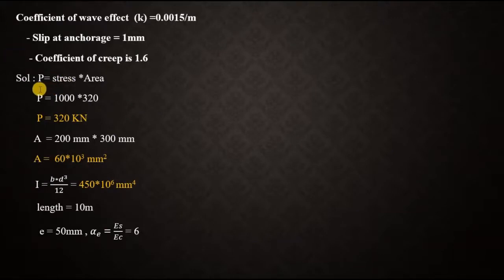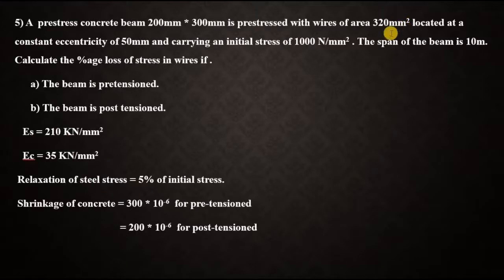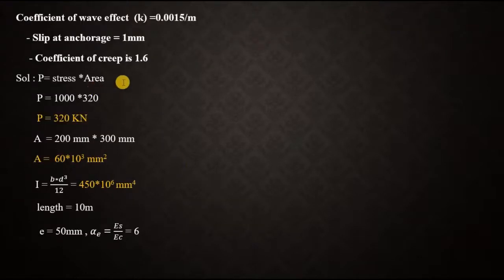First one is to find out the pre-stressing force. So we know that pre-stressing force formula equals stress into area. So force equals 1000 Newton per mm square into 320 mm square, which was the area of the wire. Here be careful, it's the area of the wire or area of the cable, not the area of the cross section. So P is 320 kilonewton. Area is 200 mm by 300 mm. If we multiply this, we will get 60 into 10 power 3 mm square.